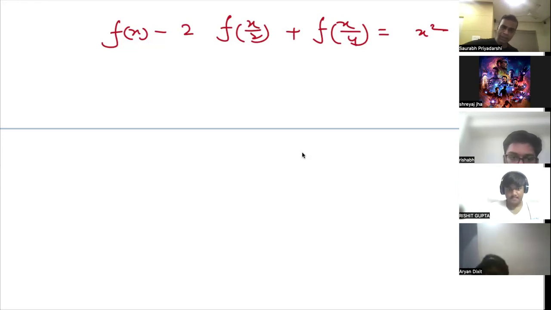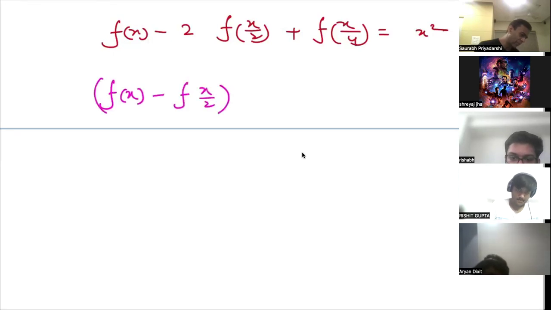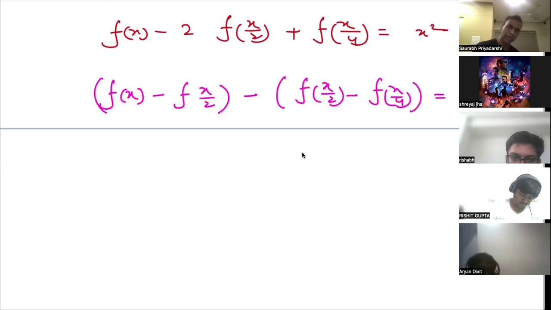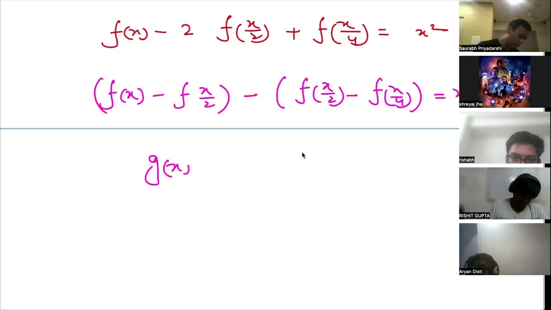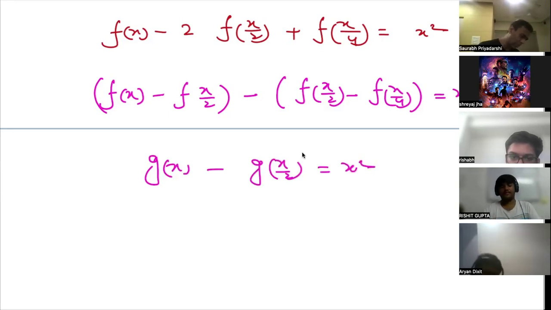Done everyone? Attempted? See, what I was saying, this is almost the same question. We can rewrite this as f(x) minus f(x/2) minus f(x/2) minus f(x/4) is equal to x square. Suppose this is g(x) minus g(x/2) is equal to x square. Suppose this is g(x) and this is, then 100% this will be g(x/2).